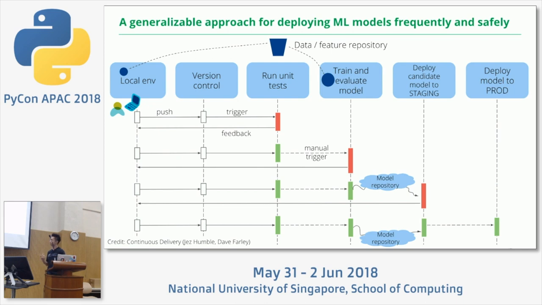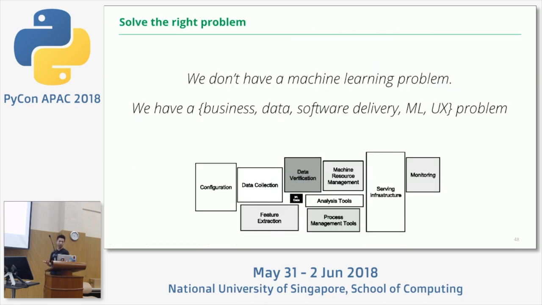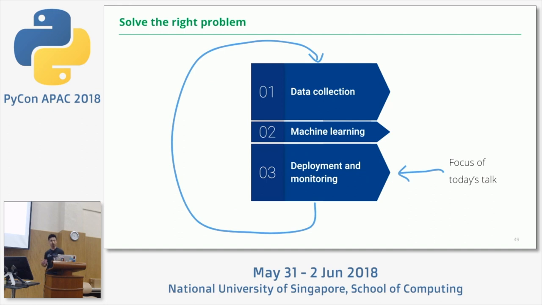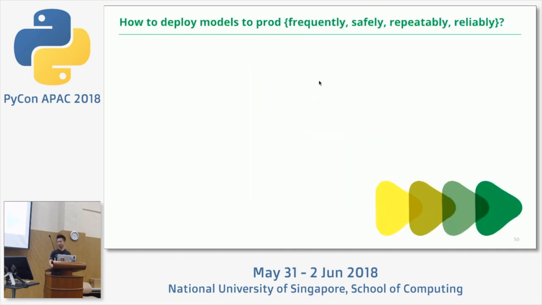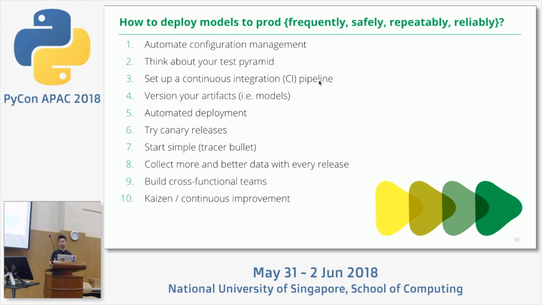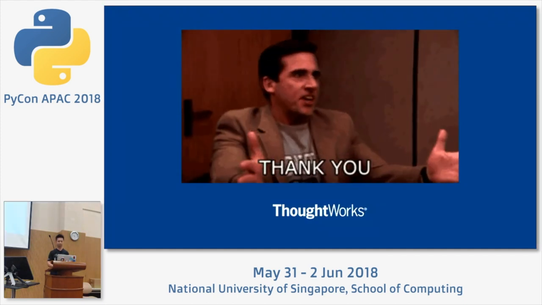So we don't have a machine learning problem. We have a business, a data, a software delivery, machine learning UX problem. So we want to solve the right problem. We've talked today about deployment and monitoring. Hopefully next PyCon somebody will talk about data collection. That'll be really interesting as well. And we've shared 10 tips on how to deploy models frequently, safely, reliably, and repeatedly. So thank you.